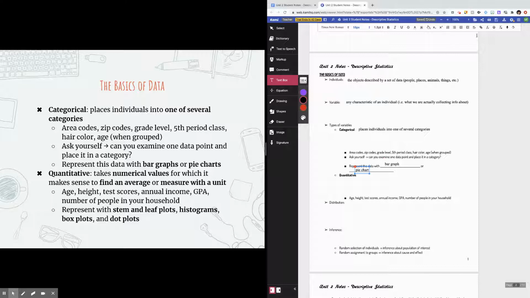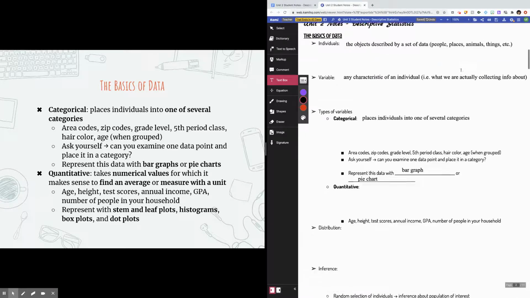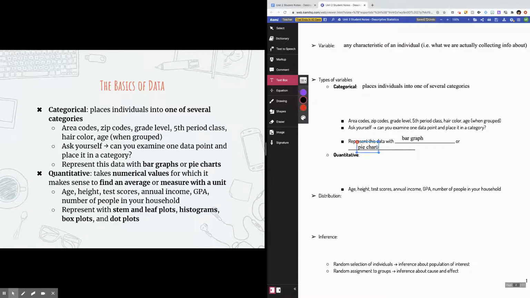I just realized I need to zoom in on this a little bit on this side so that you all can see this a little bit better. Apologies. Okay, so represented with either a bar graph or a pie chart.